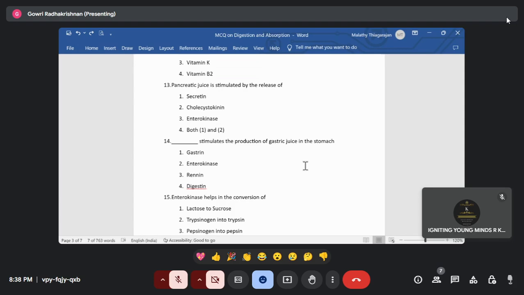actually, secretin and cholecystokinin both are responsible for stimulating the pancreatic juice. See, cholecystokinin is a hormone secreted by the small intestine and stimulates the pancreas to secrete and release digestive enzymes in pancreatic juice. Secretin causes the release of bicarbonates in the pancreatic juice. So both stimulate the pancreatic juice. So the answer is 4, 1 and 2. Okay.